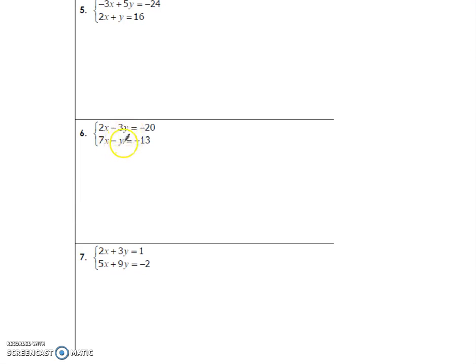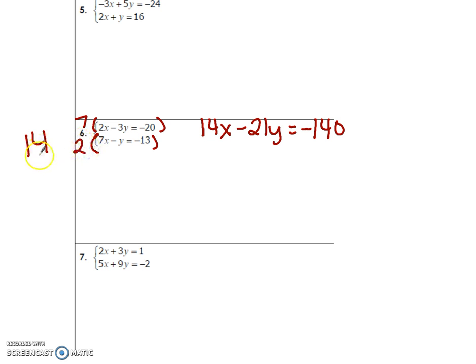Okay, so we could do y's really easily. Okay, but let's say we didn't see that and we have to multiply both of them. Okay, so we have to get the x's the same. So our least common multiple for 2 and 7 is 14. Okay, so what do I do? Okay, I'm going to multiply the top equation by 7 to get 14x minus 21y equals negative 140. Okay. All right, let's multiply the bottom equation by 2.